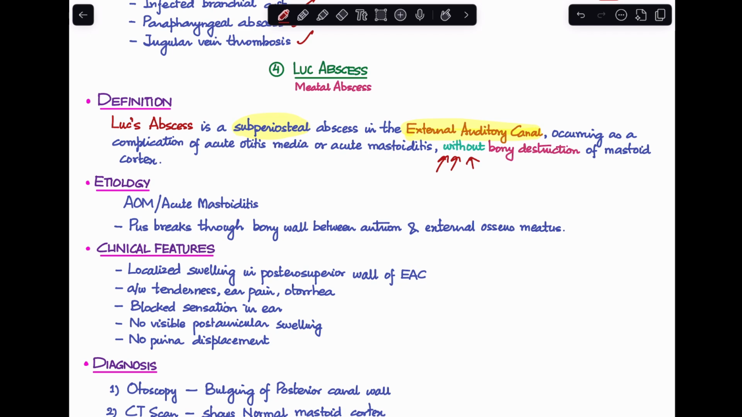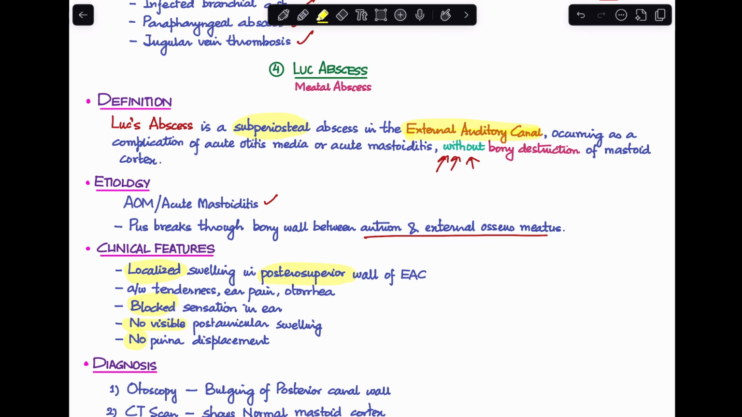And this is a very distinct feature that differentiates it from all the other abscesses. The etiology here is a case of AOM or an acute mastoiditis. Here, the pus breaks through the bony wall between the antrum and the external bony meatus. The patient will present with a localized swelling in the posterior superior wall of the external auditory canal. It will be associated with tenderness, ear pain, otorrhea, and a blocked sensation in the ear. But there will be no visible postauricular swelling and no pinna displacement.